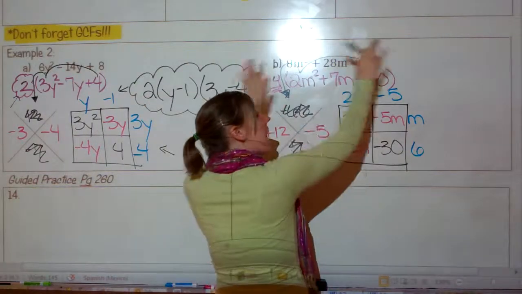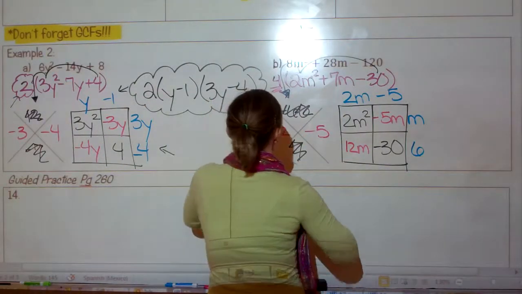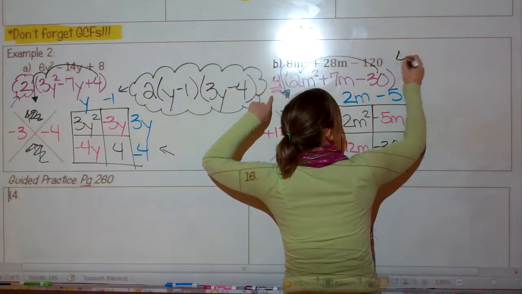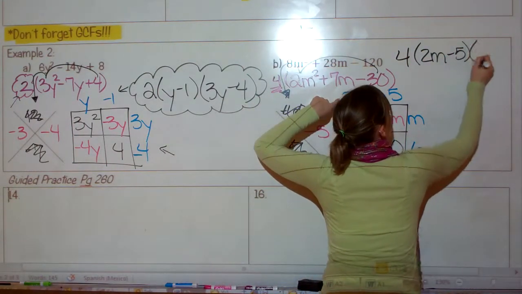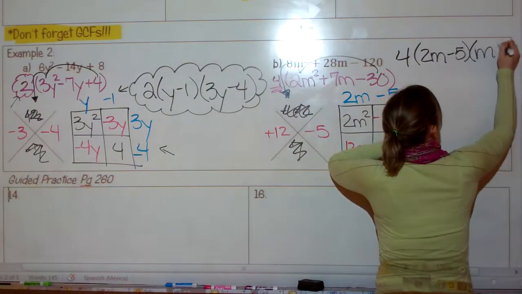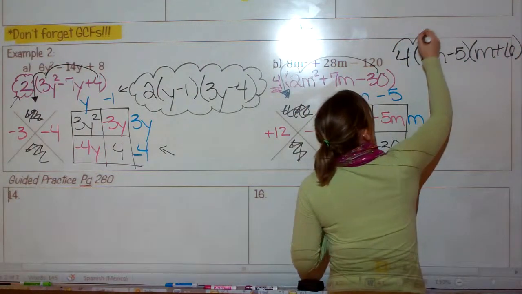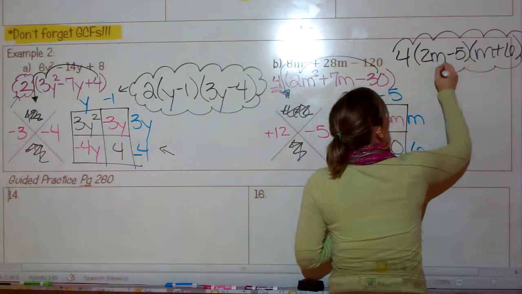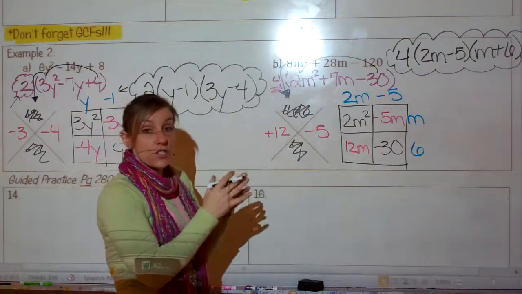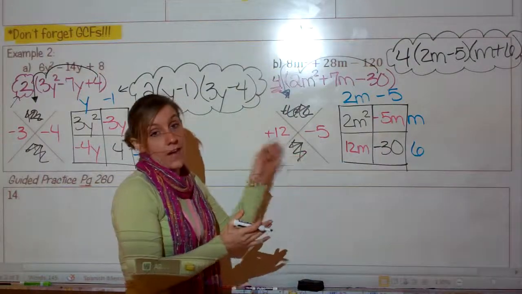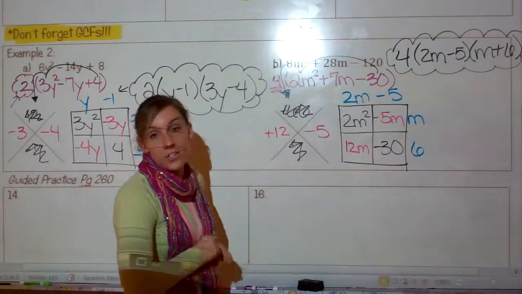So the entire factored answer is the 4 from the beginning, and then 2m minus 5 and m plus 6. So you do have to include all 3 parts in order to make sure that you have shown all of the factors of that entire trinomial.